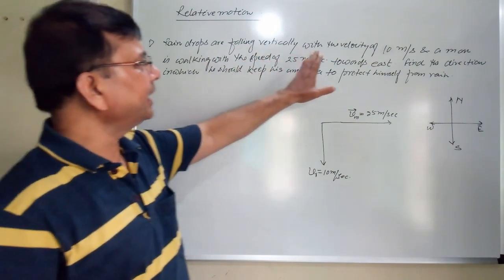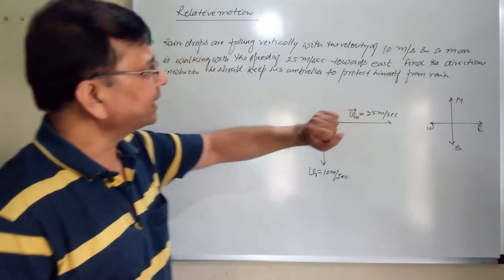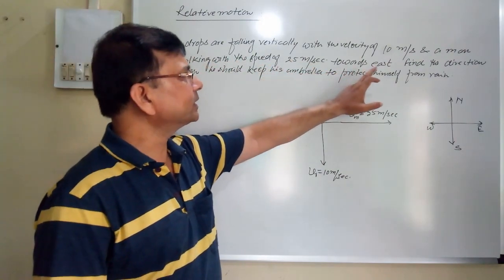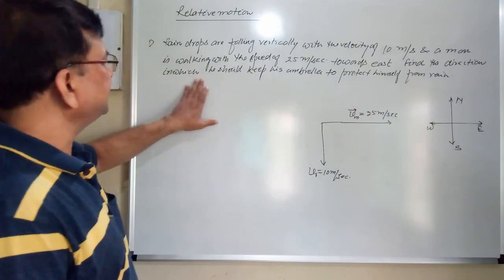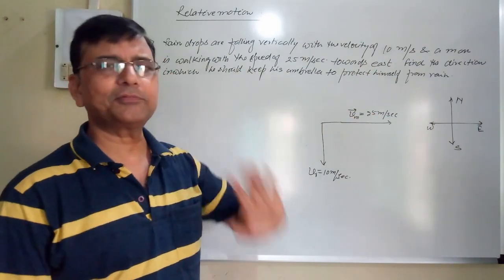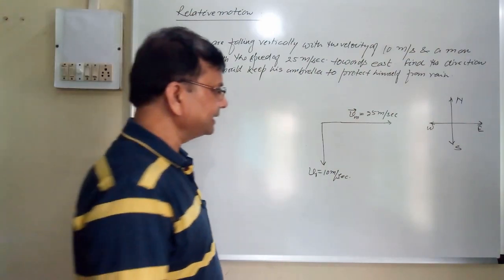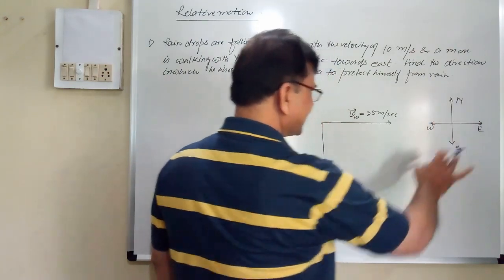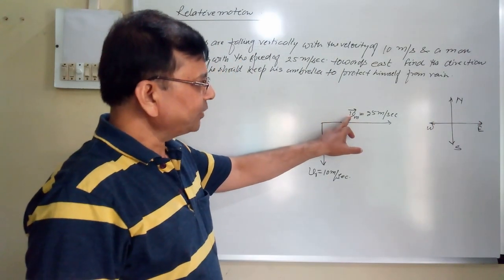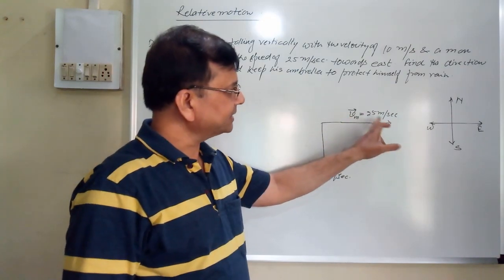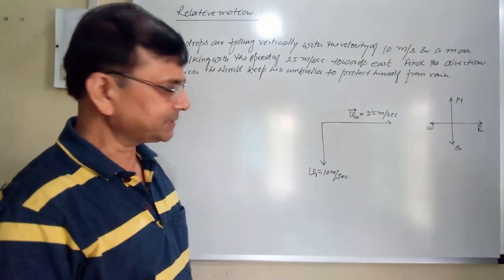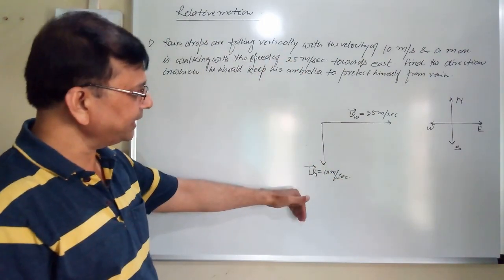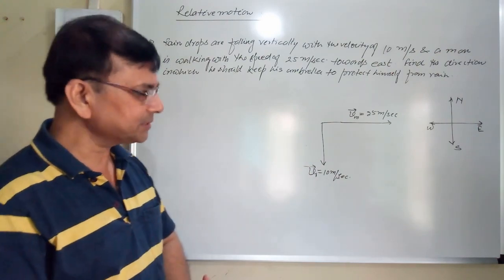Raindrops are falling vertically with the velocity of 10 meters per second, and a man is walking with the speed of 25 meters per second towards east. Find the direction in which he should keep his umbrella to protect himself from rain. The figure is like this. I have drawn the directions east, west, north and south. Vm indicates velocity of man towards east with 25 meters per second. And Vr is the velocity of rain, vertically downward at 10 meters per second.